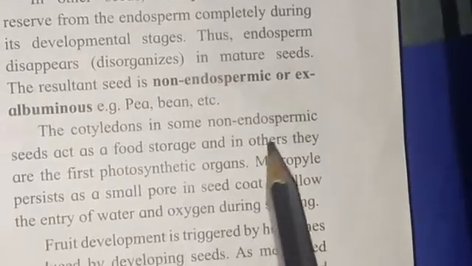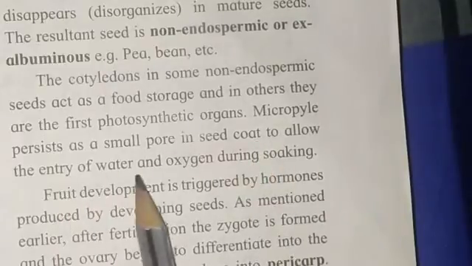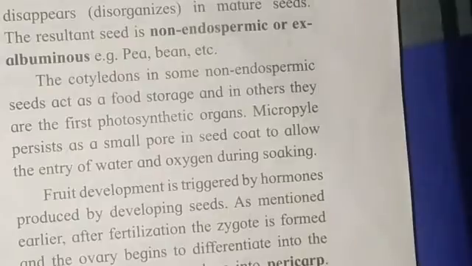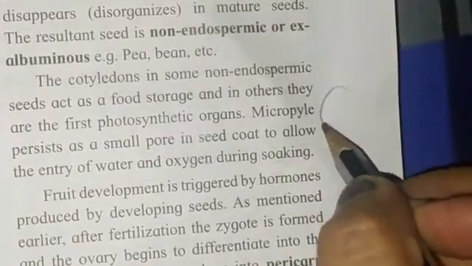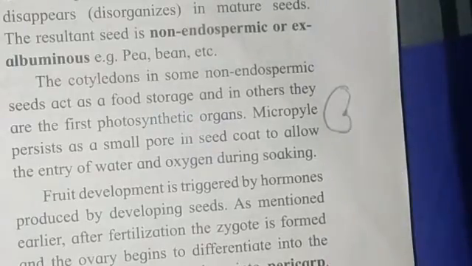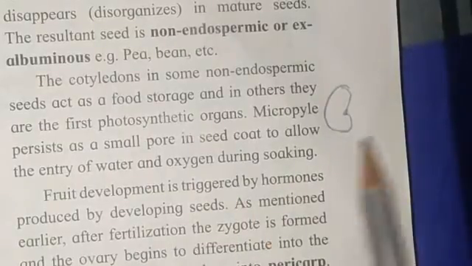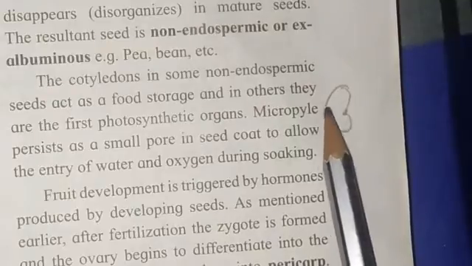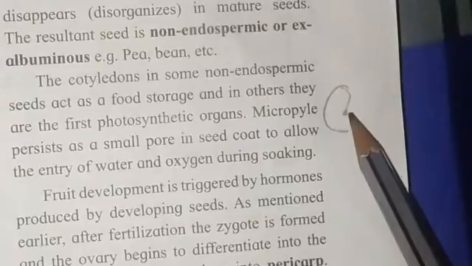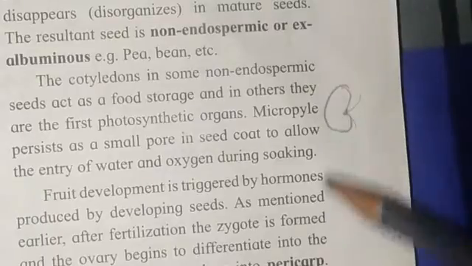The cotyledons in some non-endospermic seeds act as food storage, and in others they are in the form of photosynthetic organs. The micropyle persists as a small pore in the seed coat to allow the entry of water and oxygen during soaking. In this seed you will find there is a small opening, and this is the micropylar opening. This allows the soaking of water. Water enters inside, oxygen also enters inside, and because of this swelling takes place. The seed coat comes off, and from this the plumule and the radicle come out. So this is about the seed.